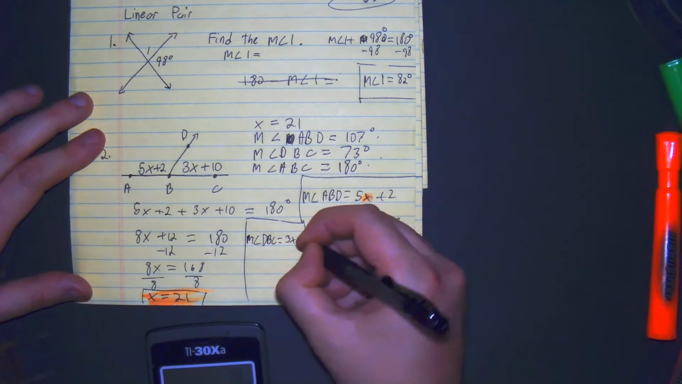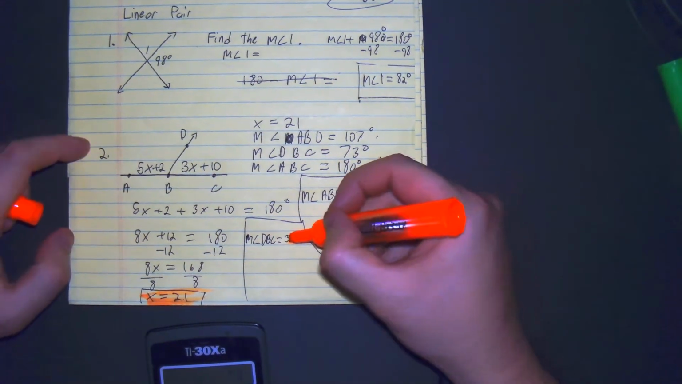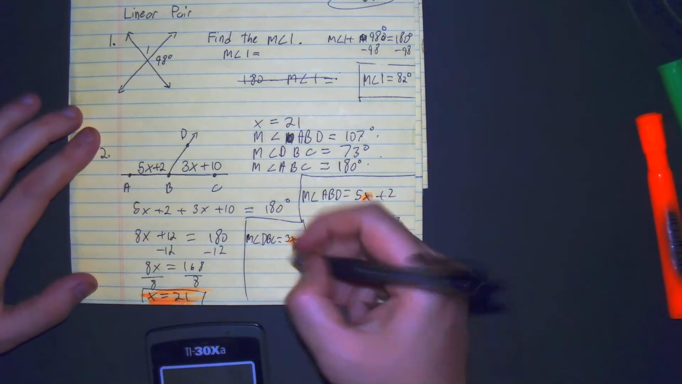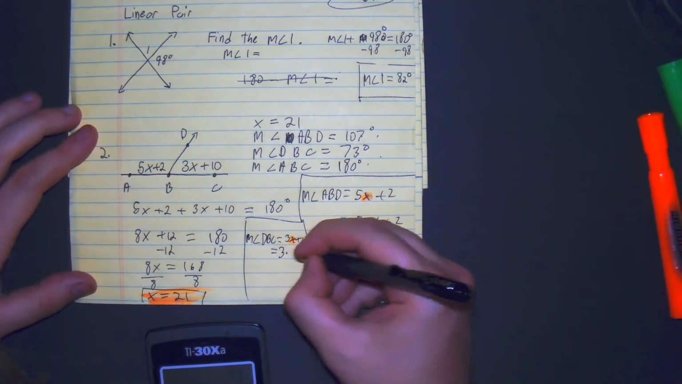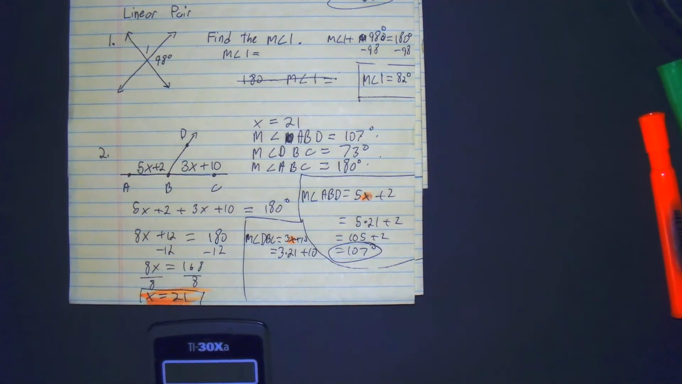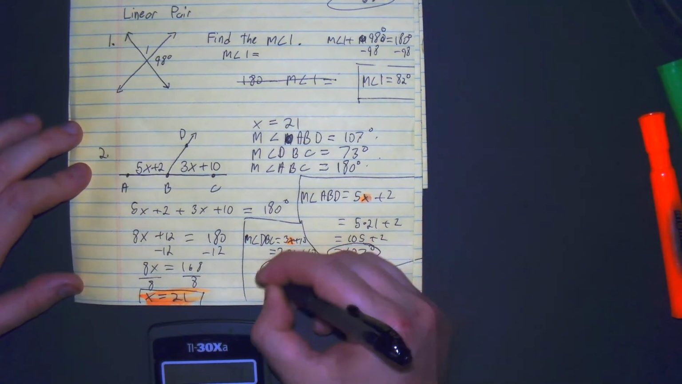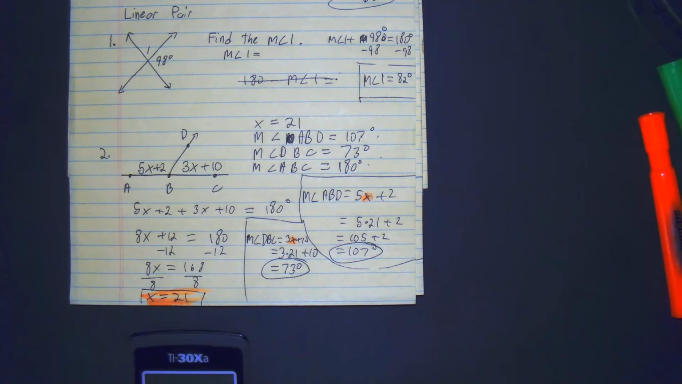which is equal to 3x plus 10. You plug that x in there, get 3 times 21 plus 10. 3 times 21 gets you 63, plus 10 gets you 73. And look at that, it confirms what we assumed. There you have it. That's complementary and supplementary angles through their properties and linear pairs.